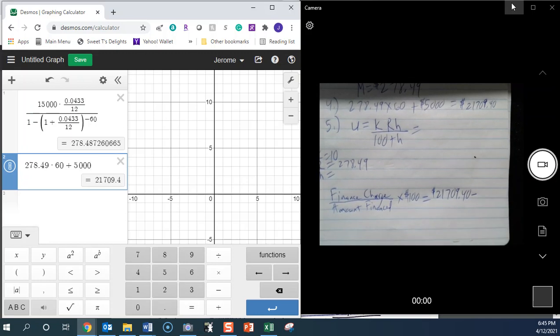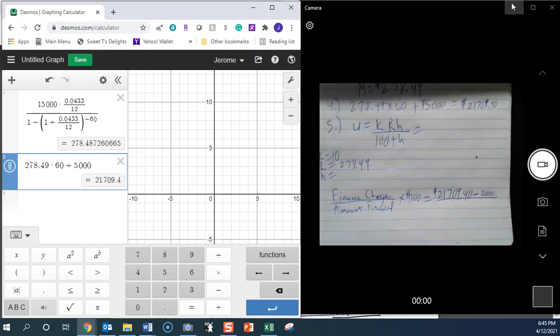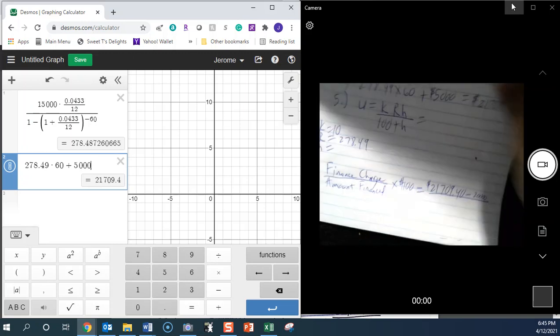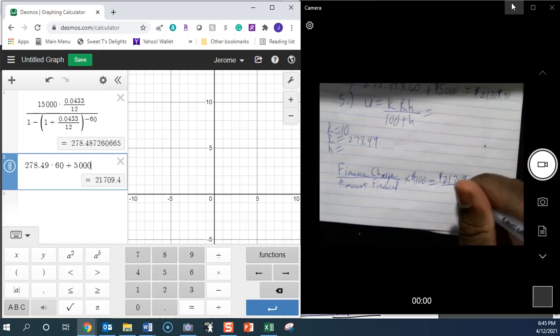But we have to subtract off the cost. Now the cost is the original cost, which was $20,000. And then we have to divide that by the amount financed. The amount financed is up here when we got our new principal, which was the $15,000. So now we'll divide all this by 15,000.